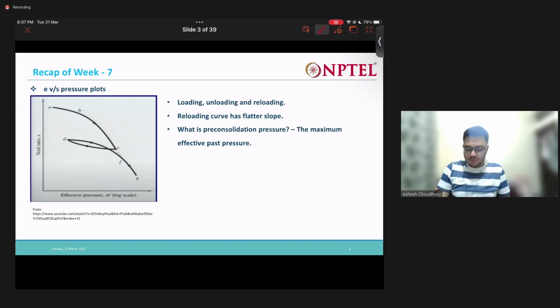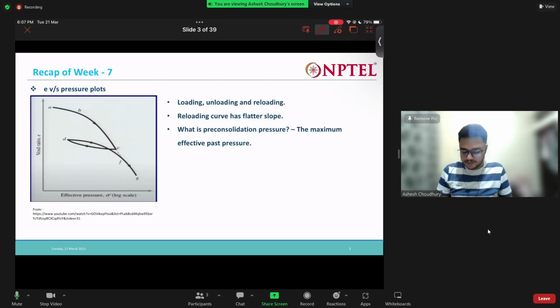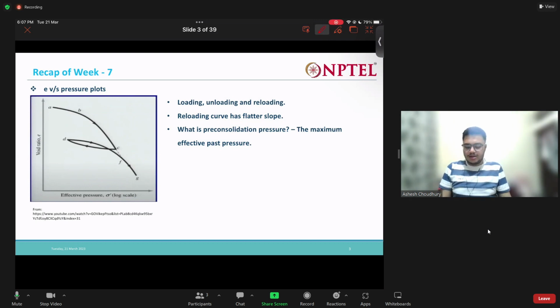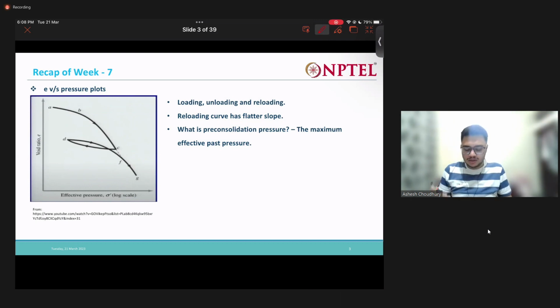Here you can see a more elaborate void ratio versus effective pressure plot, where the loading is shown. From A to C, it's the loading part, and then we have the unloading part, which is C to D. Okay, C to D is our unloading part, and then we have a reloading part. The reloading part is from D, F, G.